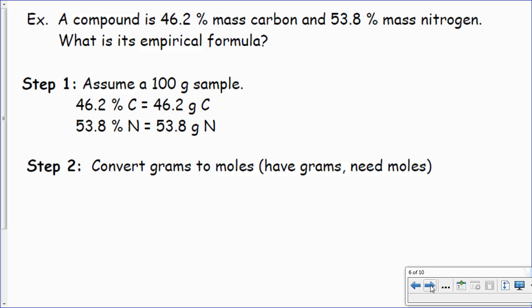So step one, we assume everything's a 100-gram sample, which means 46.2% carbon is 46.2 grams carbon. We just change the percent to a gram sign. It makes it really easy.